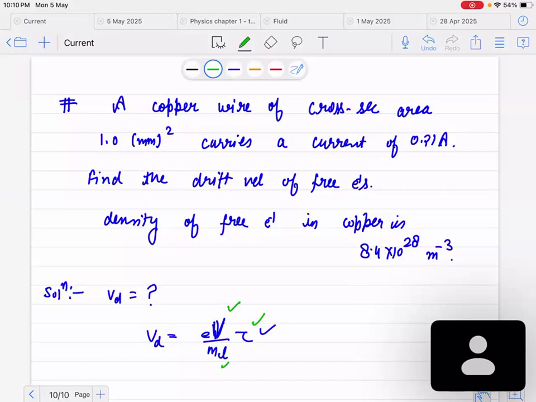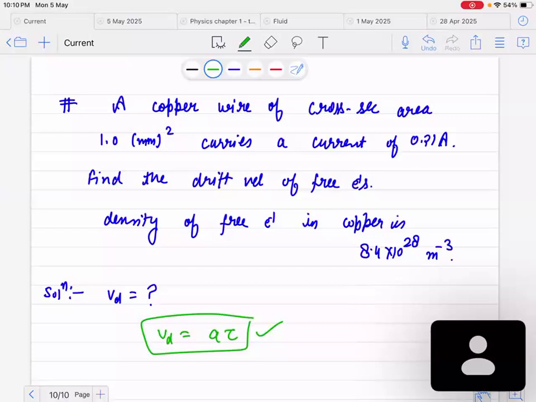Or we could use a into τ. How? Acceleration is not given. Tau is not given at all. So how can you use this? Instead of tau, we can... Think about it a little bit more.